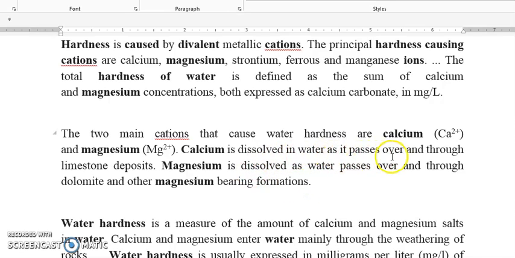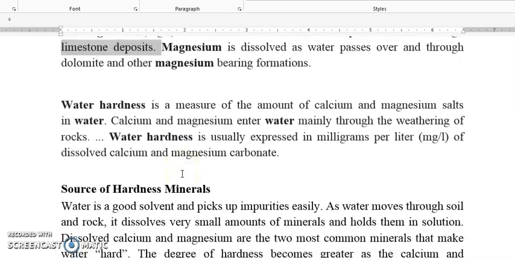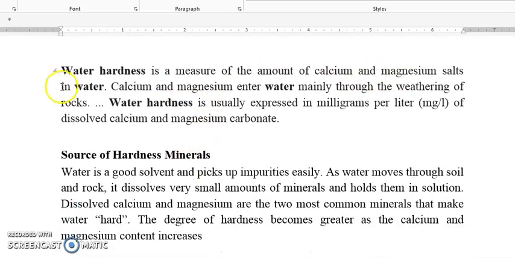Calcium is dissolved in water as it passes over and through limestone deposits. Magnesium is dissolved as water passes over dolomite and other magnesium bearing formations. So hardness also depends on the geological formation in which the groundwater is located. If the area in which the groundwater is located has calcium rich rocks, magnesium rich rocks, then the water will be hard, right?